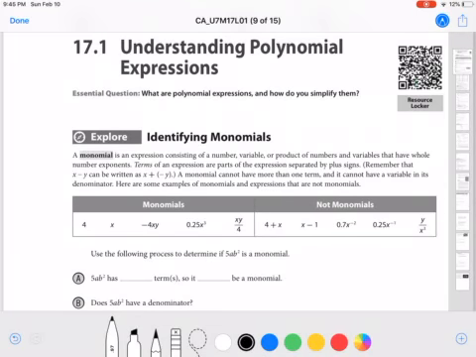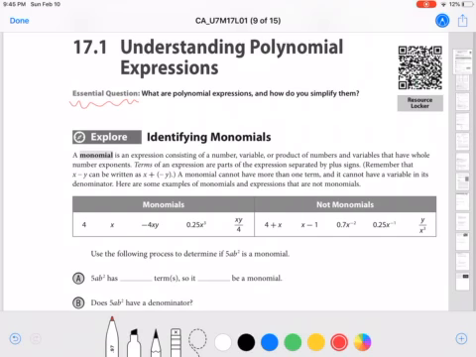So today we're going to be looking at 17.1, Understanding Polynomial Expressions. The first thing that I want to point out to you guys is the essential question, which is what are polynomial expressions and how do you simplify them? So hold that in mind as we go throughout this lesson. That's something that I want you guys to be able to answer when we're finished. And so again, like I said, keep that in mind.